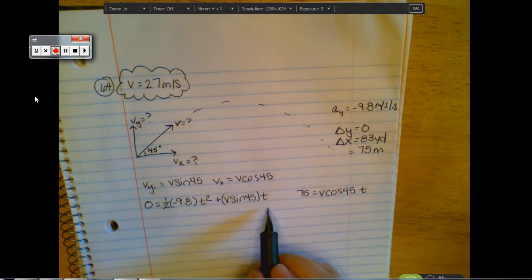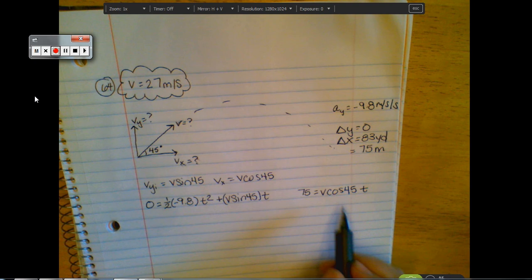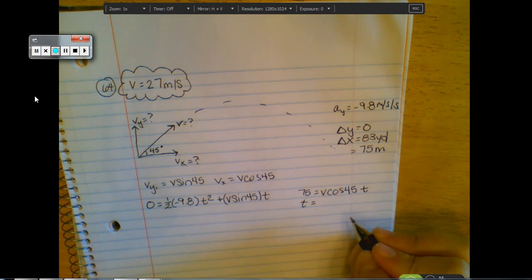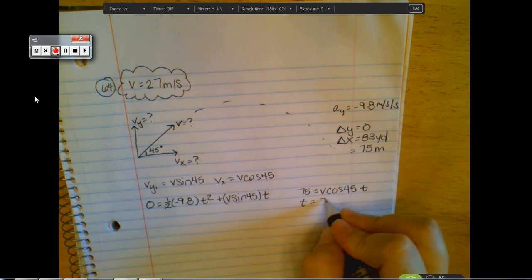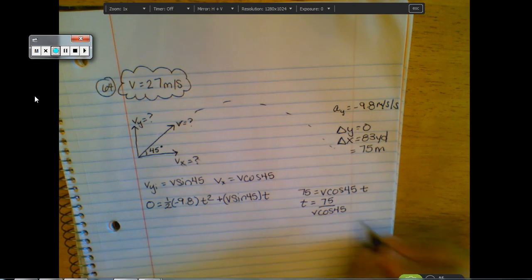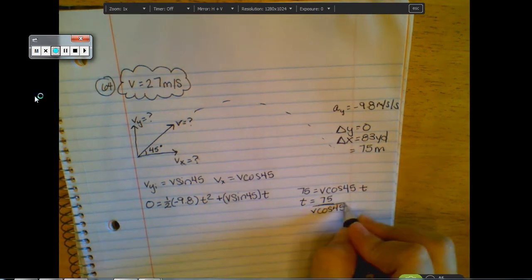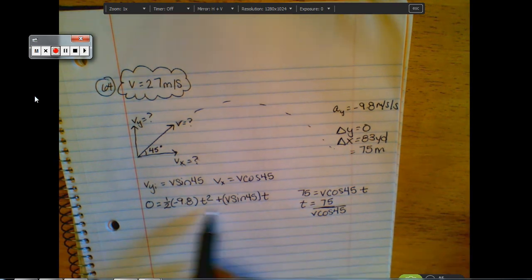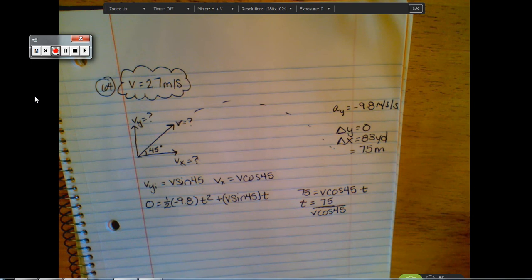So this is good, I think. I have two equations with two unknown variables, so I'm going to solve this like a basic system. So t equals 75 divided by V cosine of 45. Now I can plug this in and solve for V in this equation here.